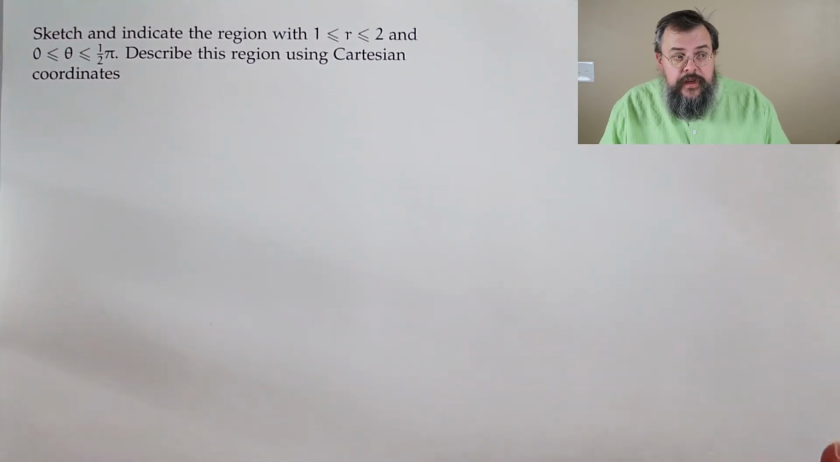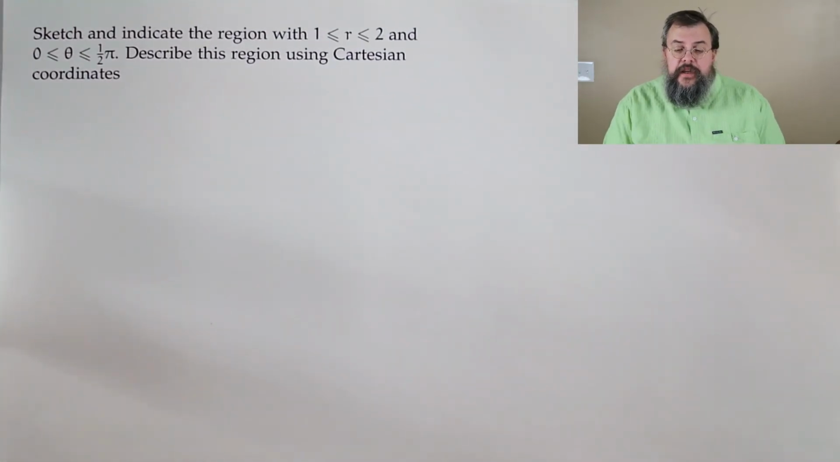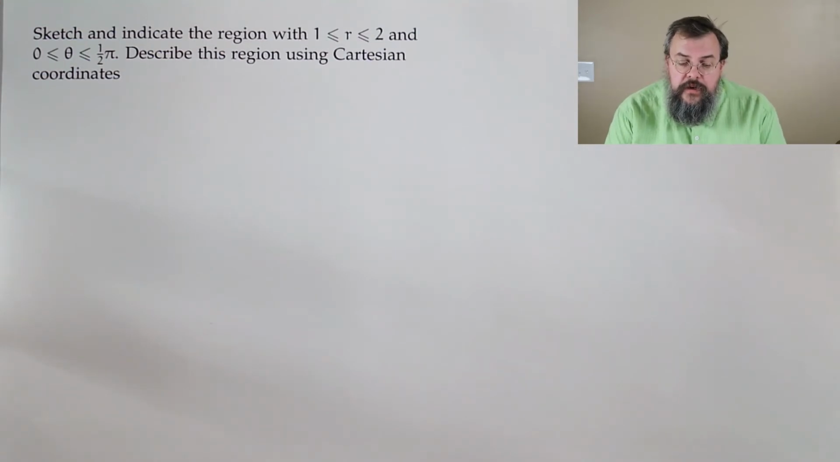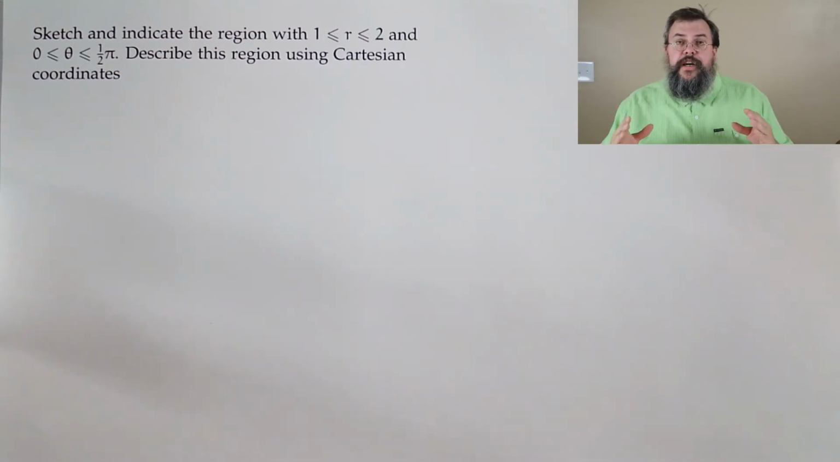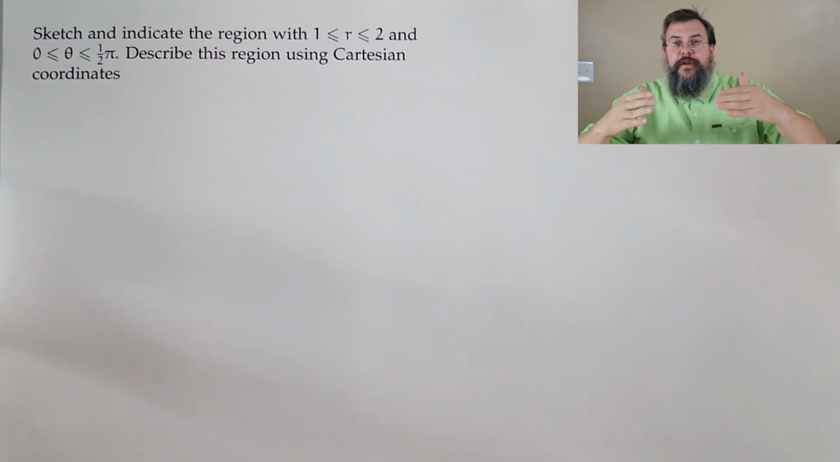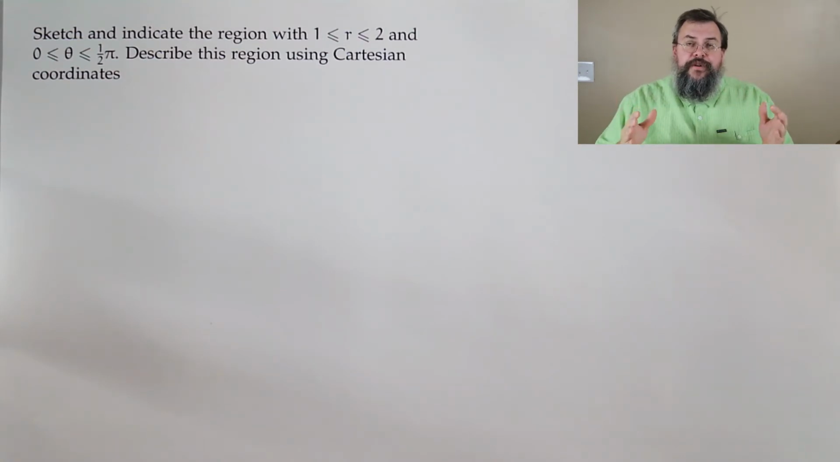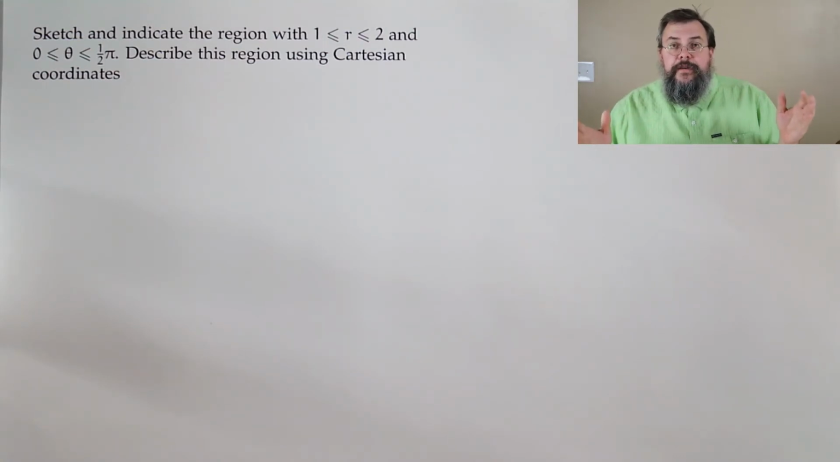Now, sketch and indicate the region where r goes between 1 and 2, and theta goes from 0 to pi over 2. So this is actually very simple to describe, right? We're just saying, well, r goes between 2 values, theta goes between 2 values. What does it look like?